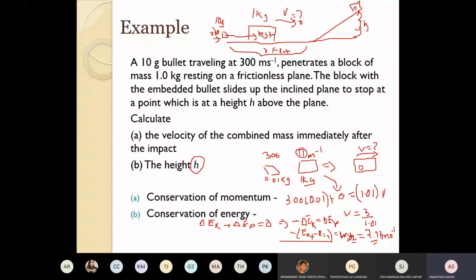Okay, but remember here, EK final is how much? EK final is 0. When you climb up to the top, EK final becomes 0. EK initial is half MV squared, but V is how much? 2.97. M is how much? M is both masses together, 1.01. You get the initial, so you can find the H. Anyone tell me how much the H value you got? How many meters?